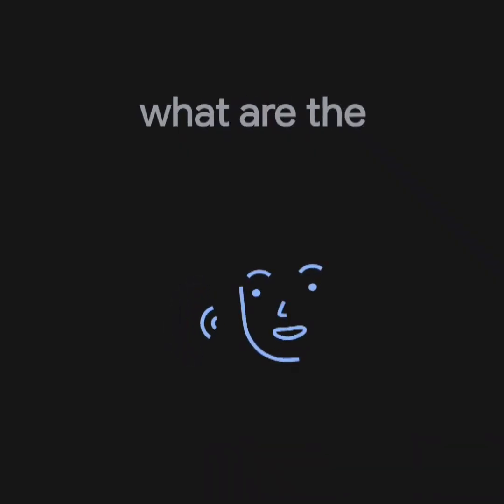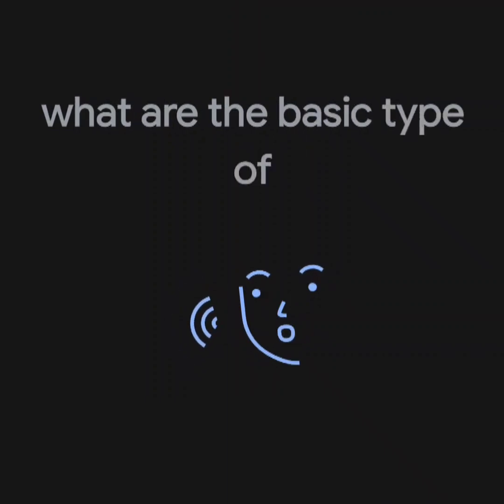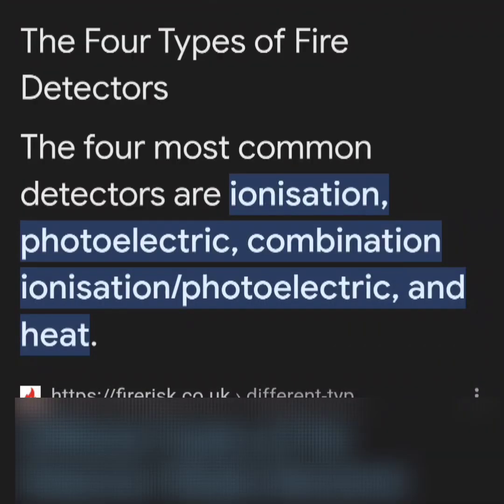What are the basic type of fire alarm detector? According to Fire Risk Consultancy Services, the four most common detectors are ionization, photoelectric, combination ionization, photoelectric, and heat.